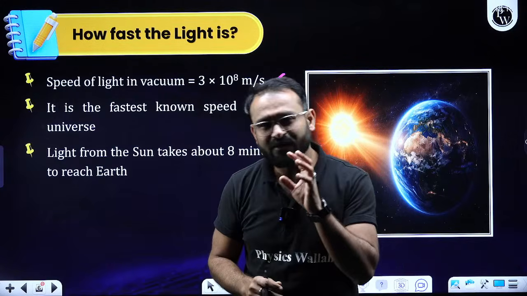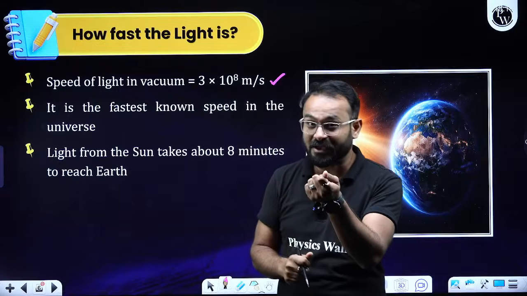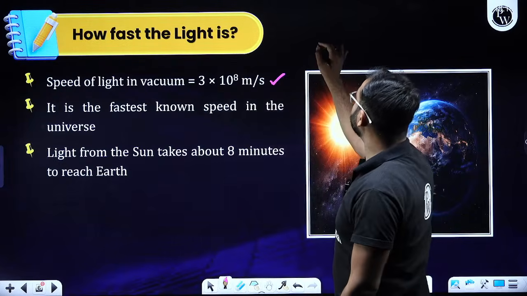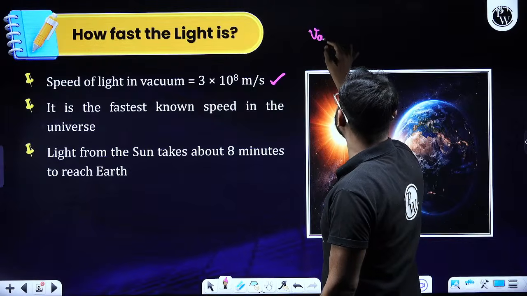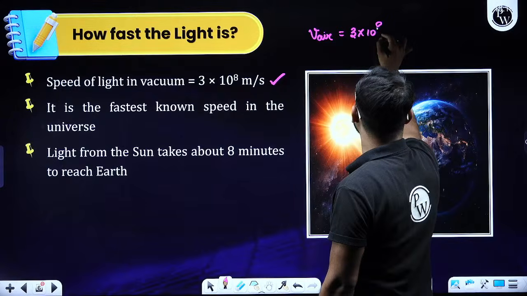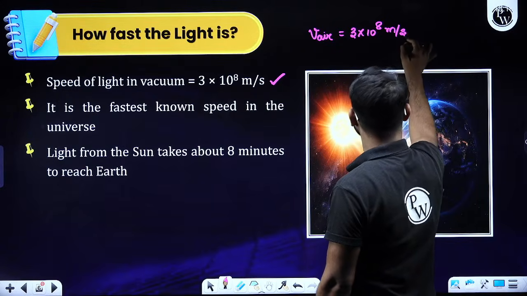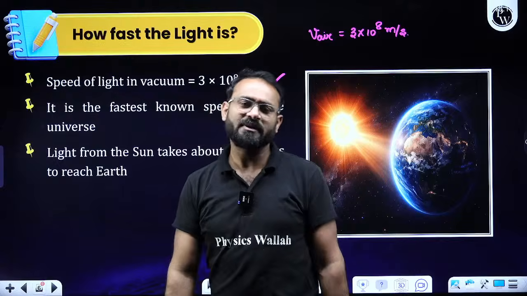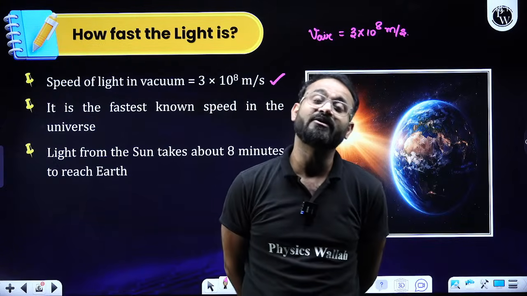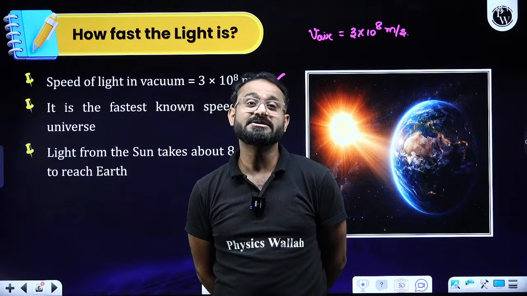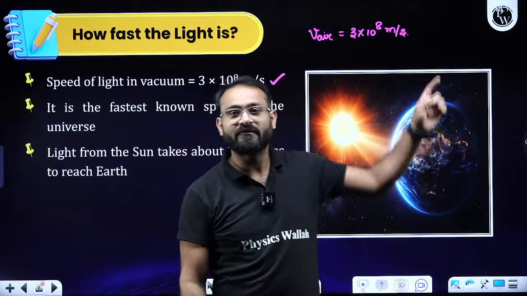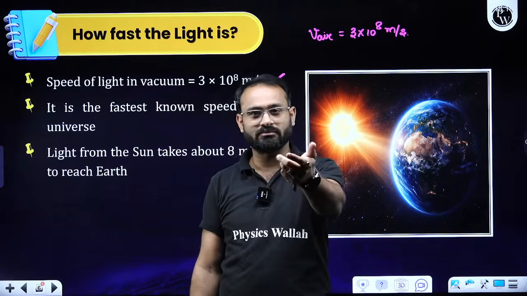While solving numericals, I'm giving you a good tip. While solving numericals, what do we say? The speed of light in air, that is also 3 times 10 to the power 8 meter per second. And I asked my teacher when I was in 10th, I guess, how is it possible that the speed of light in vacuum and the speed of light in air are equal to each other?